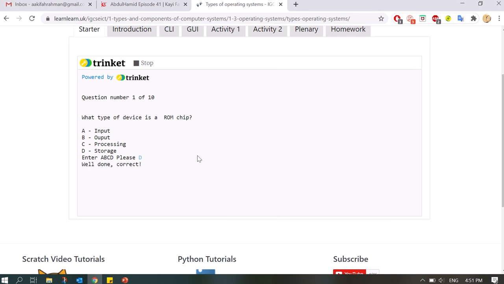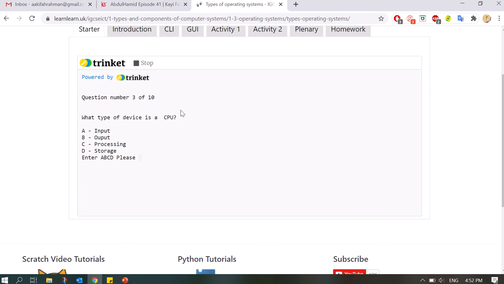Good job. The next question is asking what type of a device is a DVD drive? Any DVD drive, USB, etc. can never be input or output. They are always storage devices. They store something. So again, D. Let's do a couple more.